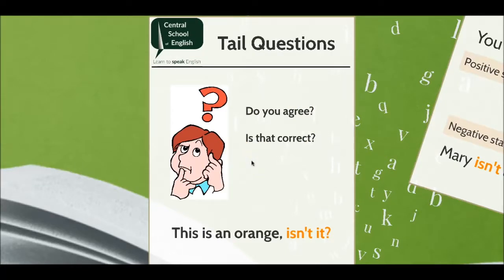For example, I might say, "This is an orange, isn't it?" In this example, I make a statement. I say, "This is an orange." Now, I want you to agree with me that this is an orange, so I add the tail question, "Isn't it?"